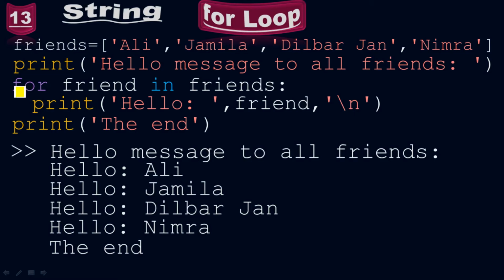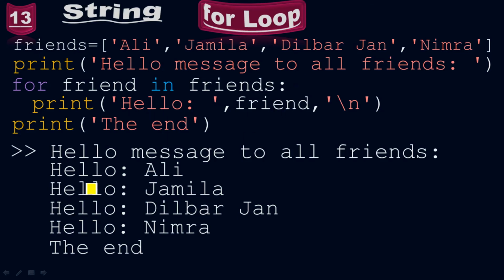First the for loop iterates over the first item, which is Ali. What is Ali? Ali is actually friend. So it iterates over the friend, which is Ali. So the hello message will be sent to Ali first. And then the for loop iterates over the second friend, which is Jamila. So this hello message will be sent to Jamila. And then it iterates over Dilbarjan, which is the third friend. So this hello message will be sent to Dilbarjan here.